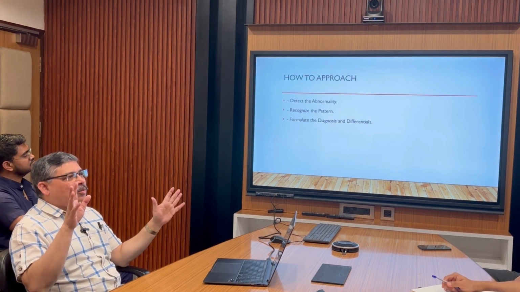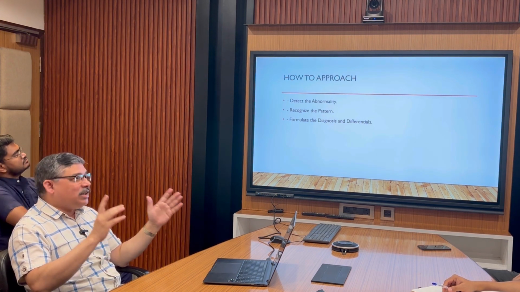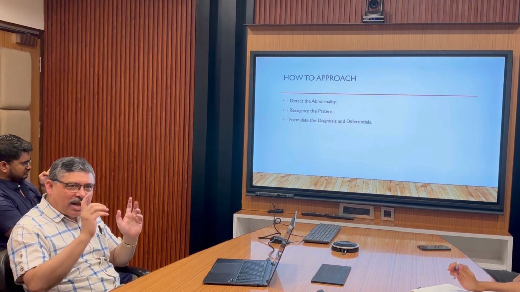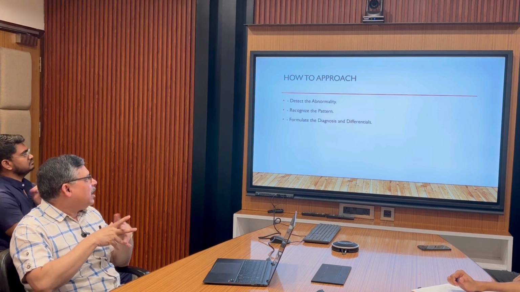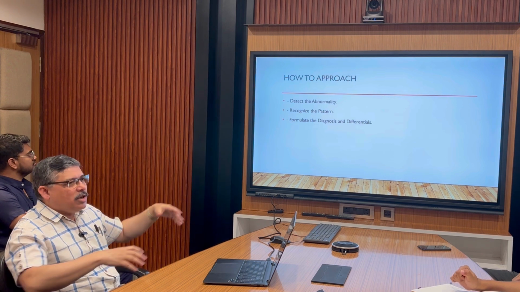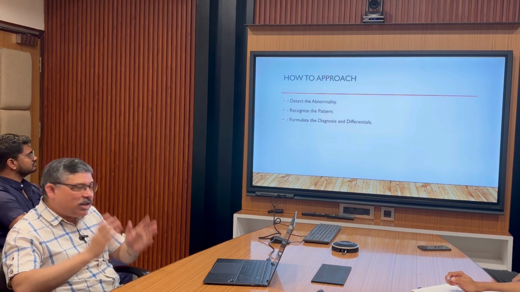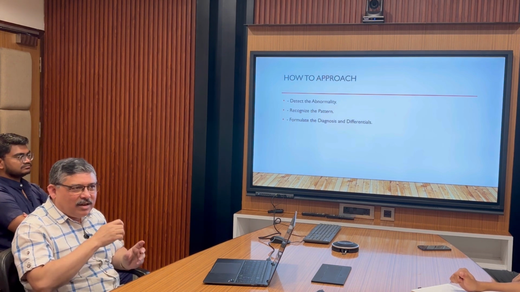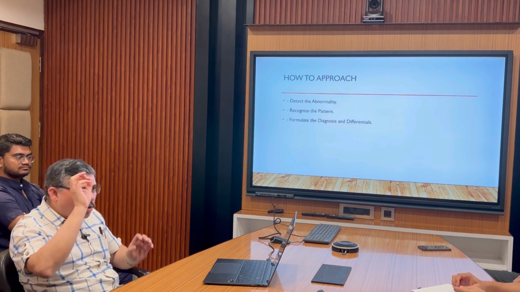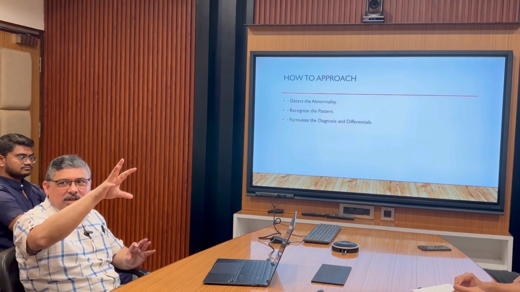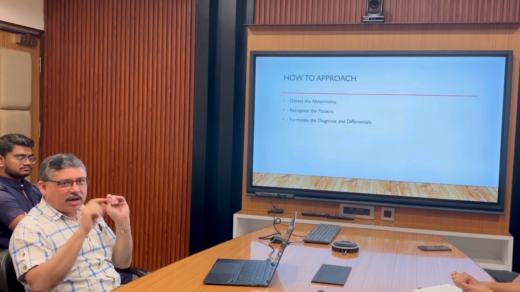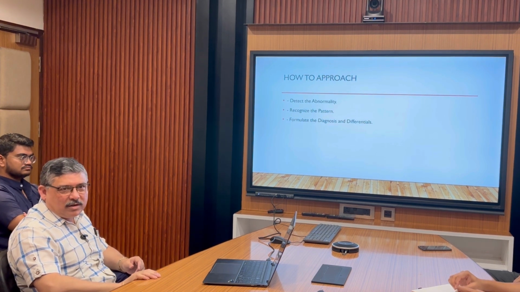So what should basically be the approach? The approach should be to detect the abnormality first, where it is, recognize the pattern. So there comes the pattern recognition in an X-ray, and formulate the diagnosis and differential diagnosis. So this is how you should approach it. Your examination questions will also be like this. Tell me about the X-ray. So you will start from the inside out approach or the ABCDE approach. Then you will go directly to the pathology itself, what you see, the description of the pathology. You will recognize the pattern and try to formulate a diagnosis and a differential diagnosis. This is how you do it.